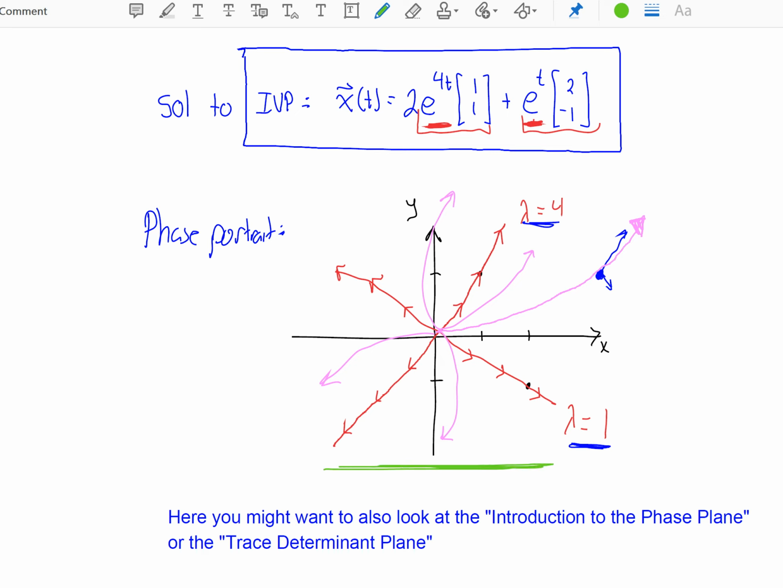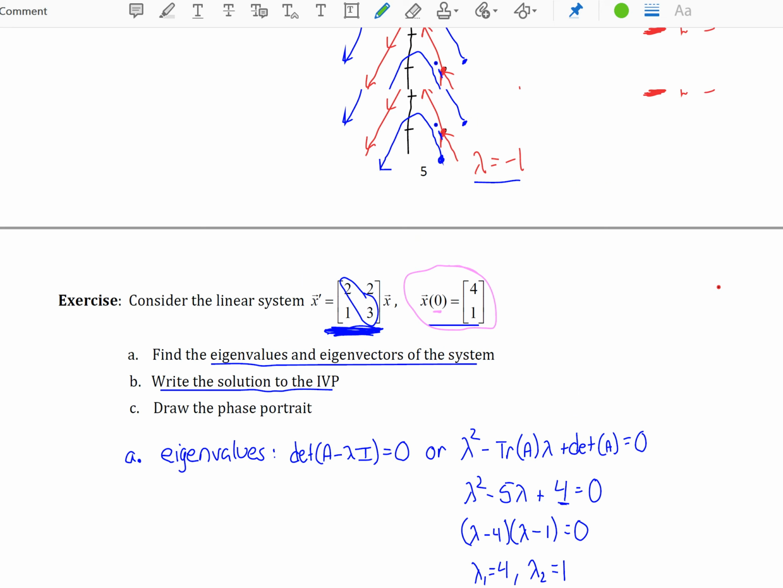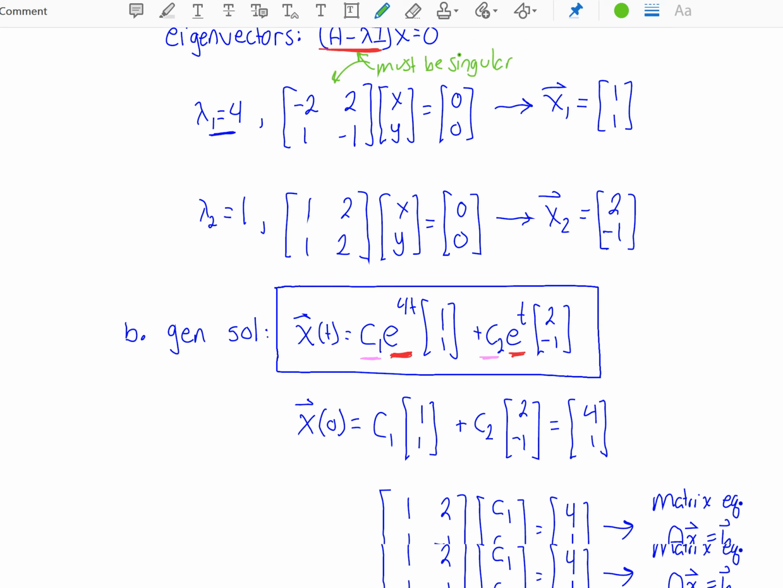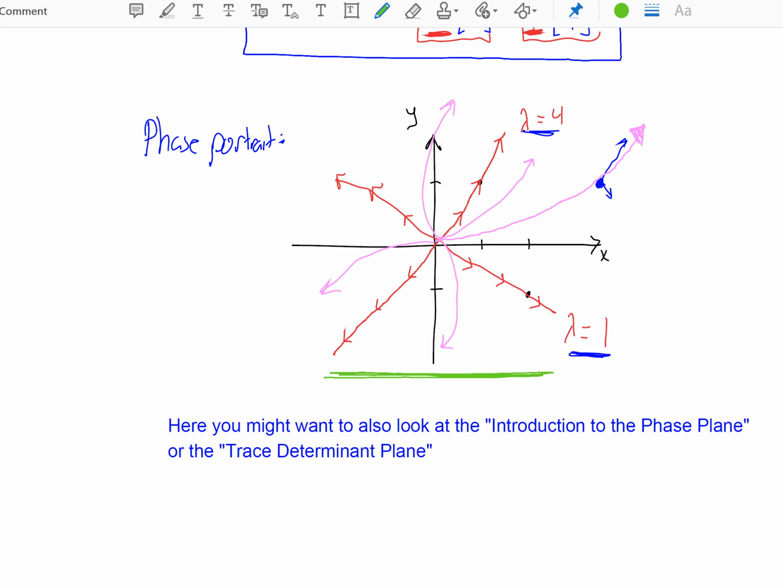Notice how in this particular example, solutions move away from the origin. However, in our previous example, our phase portrait looked more like this. Each of these different outcomes is predictable, and maybe knowing ahead of time what the different outcomes might be is helpful. So I'm going to encourage you to look at the introduction to the phase plane supplement and the trace determinant plane supplement that are in our Canvas course.